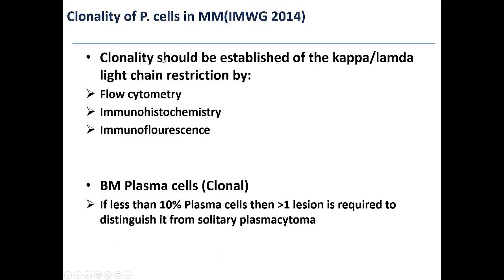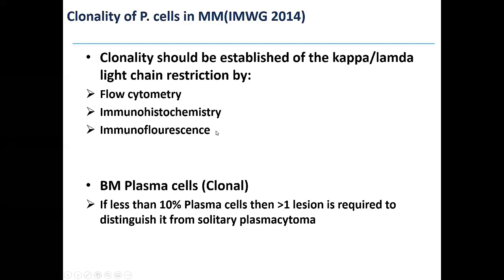Then comes clonality of plasma cells, because the definition is based on clonal plasma cells. So how do we establish that? That means what we say is light chain restriction. As I told you, the myeloma will be either of kappa or of lambda. Now how do we know which light chain restriction? Either by flow cytometry of the bone marrow aspirate or by immunohistochemistry on the bone marrow biopsy. Now we have anti-kappa light chain, we have anti-lambda. So we apply the immunohistochemistry like you do for other markers.